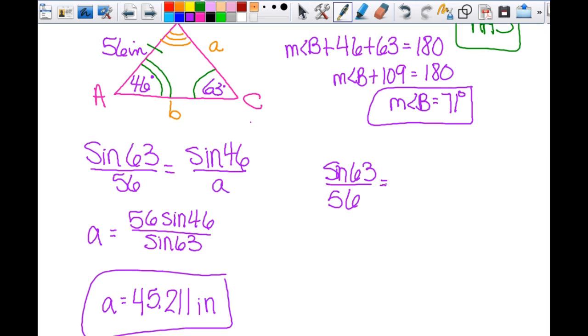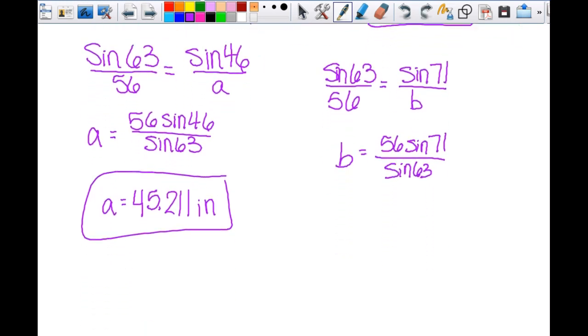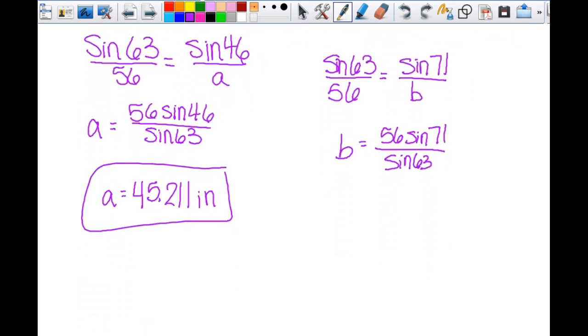So the sine of 63 again, over 56 again, equals, now I'm looking for B. So I do have to use something I found, because I had to find the angle. Hopefully I could do that right? Sine of 71 over B. So that means that B is equal to, in exact form, 56 times the sine of 71 over the sine of 63. Okay, so go ahead and type that in. Get your answer.